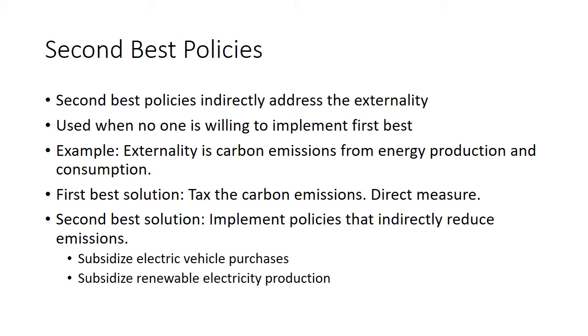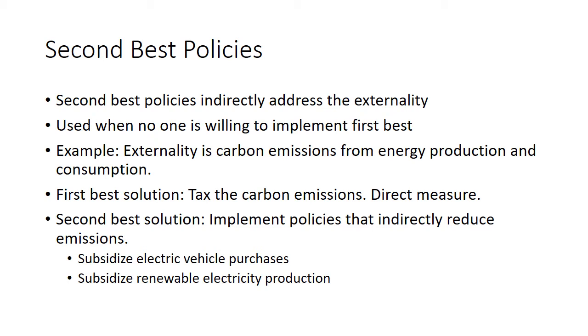So second best policies. Second best policies indirectly address the externality. They're used when no one is willing to implement the first best policy. So an example: the externality is carbon emissions from energy production and consumption. Of course, that's our example we're talking about right now. The first best solution is to tax the carbon emissions. It's to directly address the problem head on.